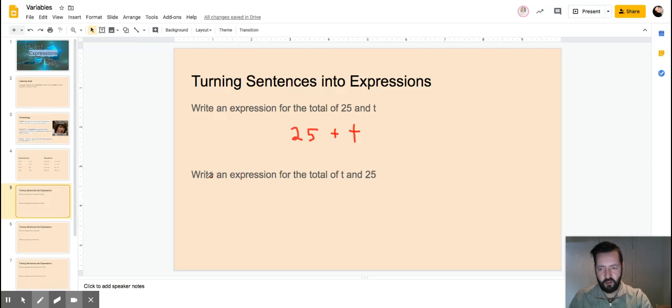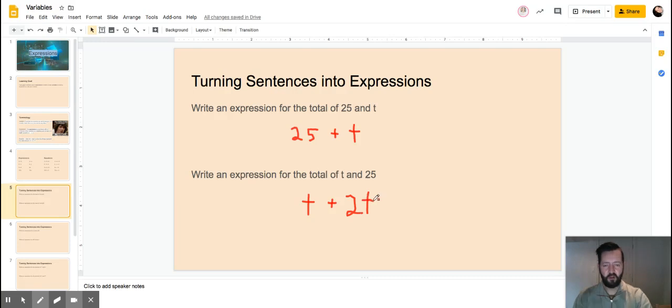But I wanted to show you down here, this one looks like a very similar problem. It says write an expression for the total of t and 25. And the only difference here is that the t and the 25 are in a different order. But regardless of what order they give you, t plus 25, we can write an expression, t plus 25 here, and we have our answer.